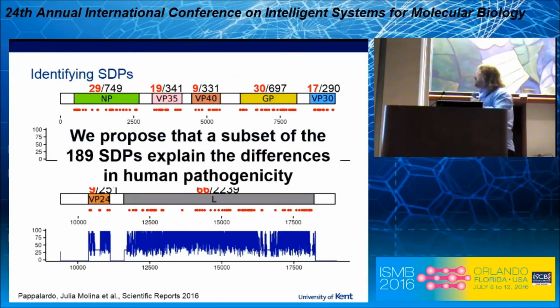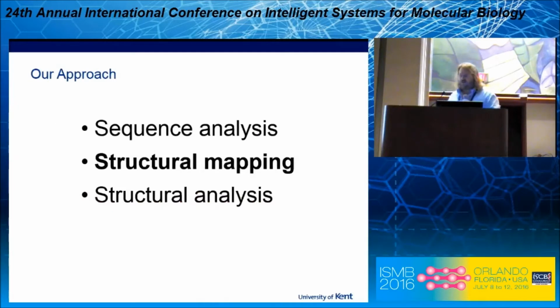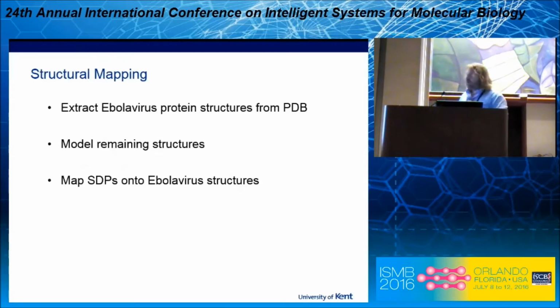So we proposed that a subset of these 189 STPs should explain the differences in human pathogenicity from the Western compared to the others. So now we wanted to look at this in greater detail. So which of those changes, what is the subset that actually has this effect on pathogenicity? So we moved into mapping them onto the structures.